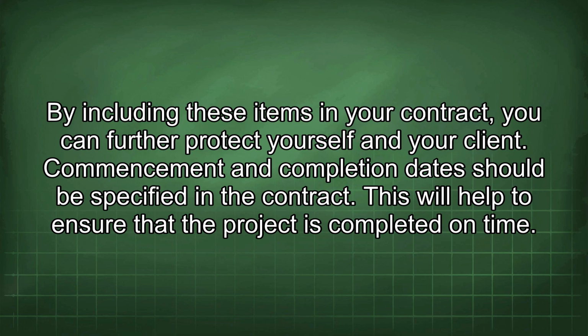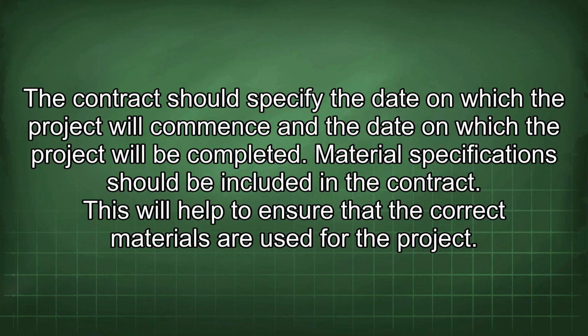Commencement and completion date should be specified in the contract. This will help to ensure that the project is completed on time. The contract should specify the date on which the project will commence and the date on which the project will be completed. Material specifications should be included in the contract.